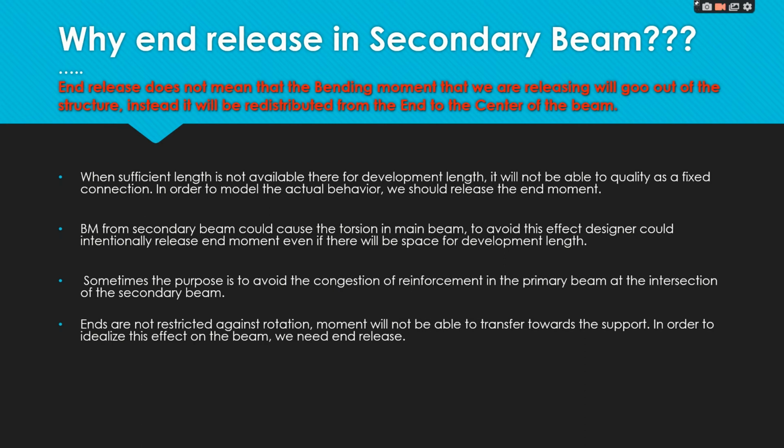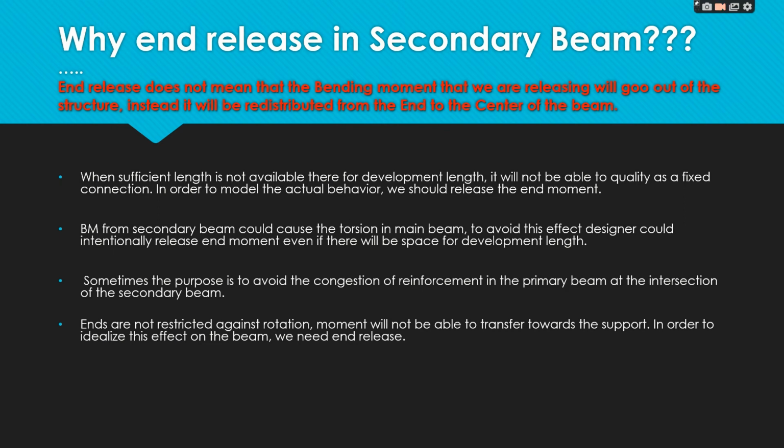we will discuss why end release in secondary beam is done. It is done when sufficient length is not available for development length. It will not be able to qualify as a fixed connection. In order to model the actual behavior, we should release the end moment.